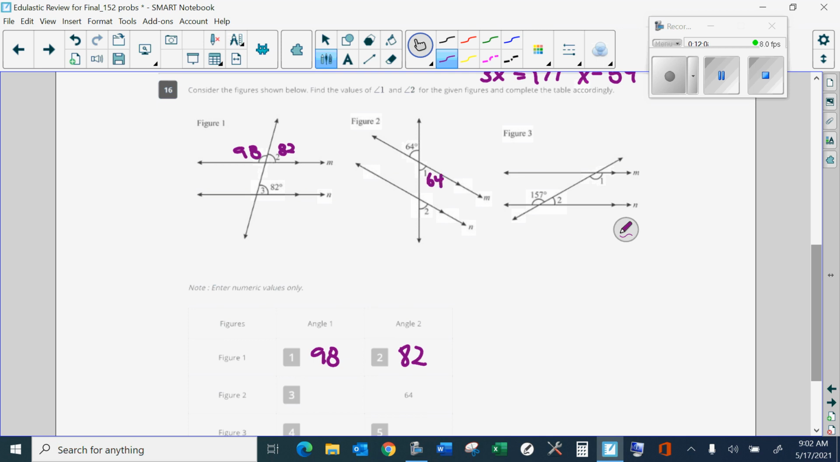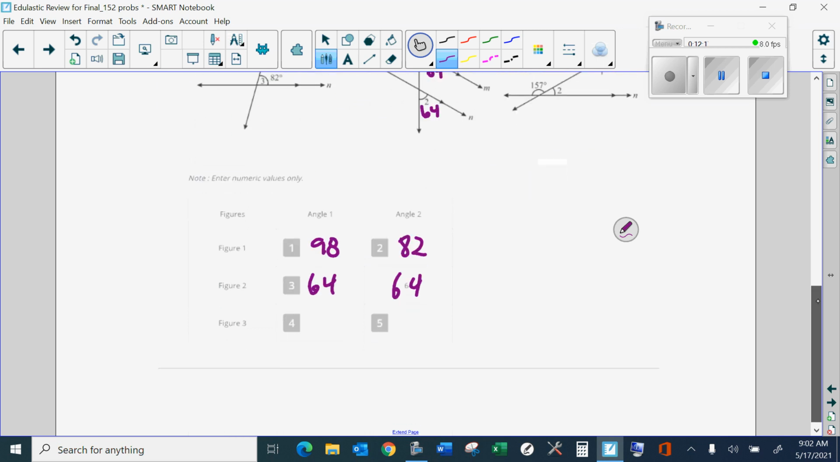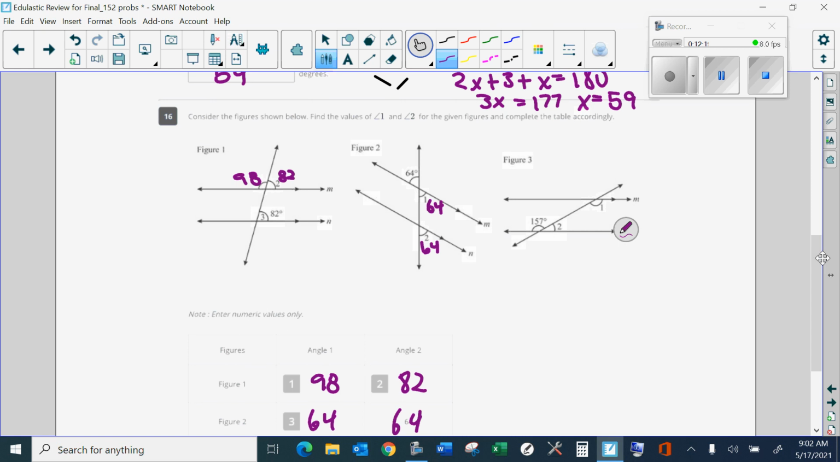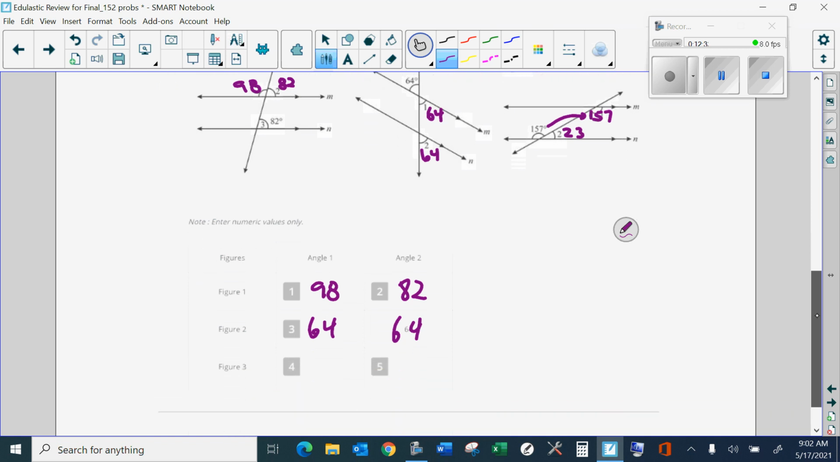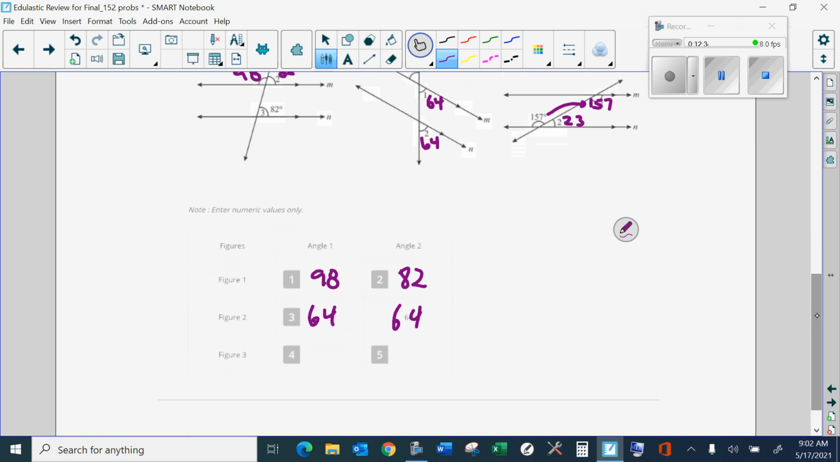Here, vertical angle theorem, so 64 degrees. And corresponding angles, 64 degrees. Oh, they already had that for you. In figure 3, we have the linear pair theorem, so they add to 180. And we have consecutive interior angles, also called same side interior angles. They are supplementary. So angle 1 is 157, and angle 2 is 23.